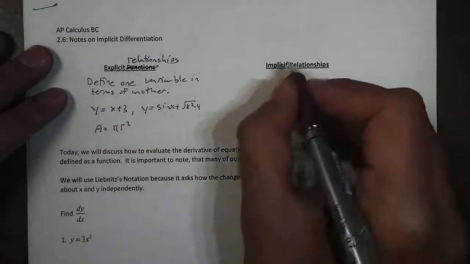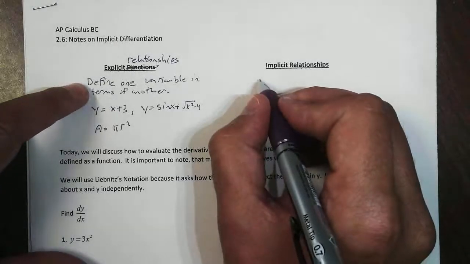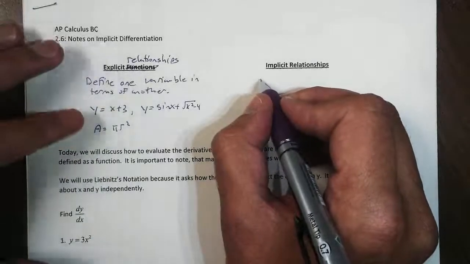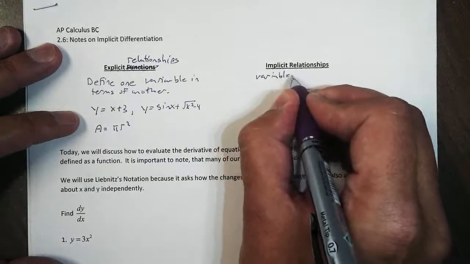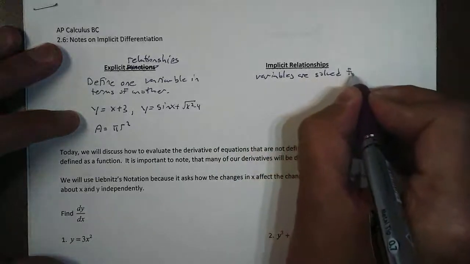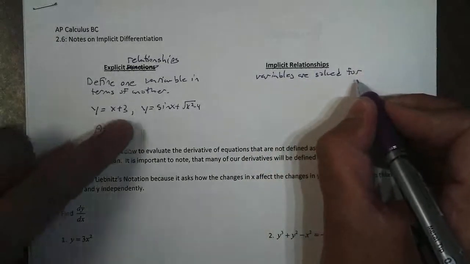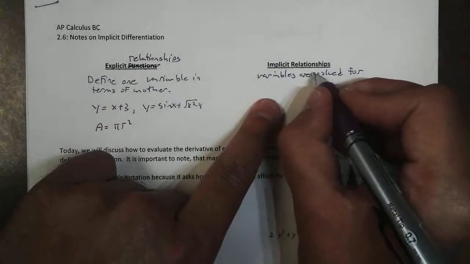Now, in an implicit relationship, these are where we don't explicitly define one variable. So, in this case, variables aren't solved for. Like over here, where I have y equals something, a equals something. Here, variables aren't solved for.